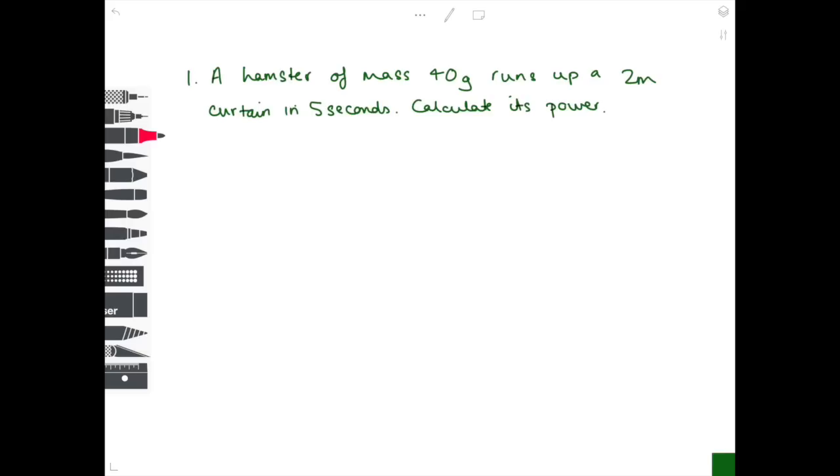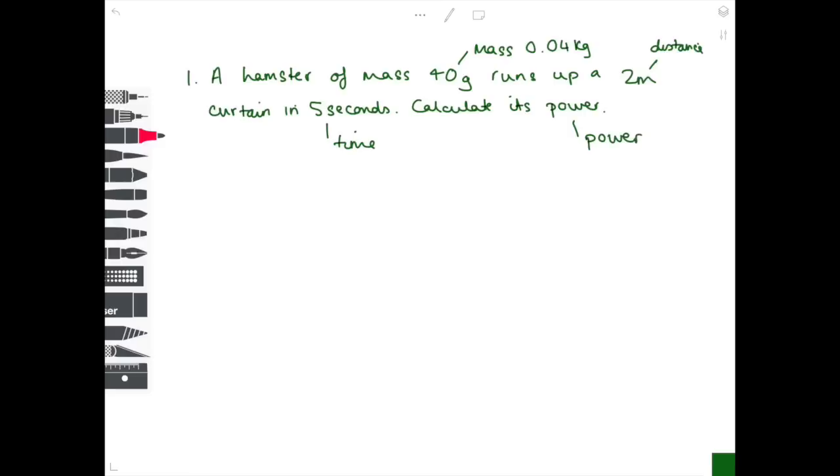A hamster of mass 40 grams runs up a 2-metre curtain in 5 seconds. Calculate its power. So we have mass, which I'm going to immediately convert into kilograms to make sure I don't make any errors. So that becomes 0.04 kilograms. We have distance, which is 2 meters. We have time, and we're looking for power.